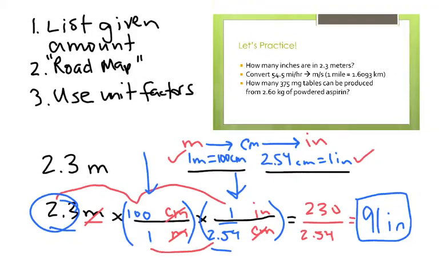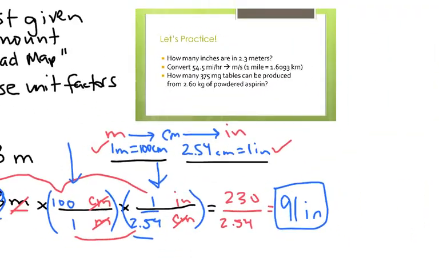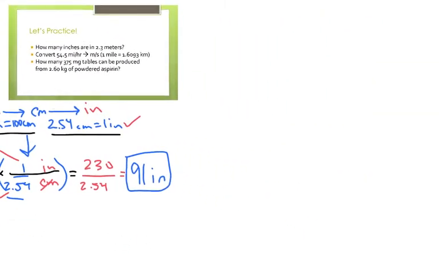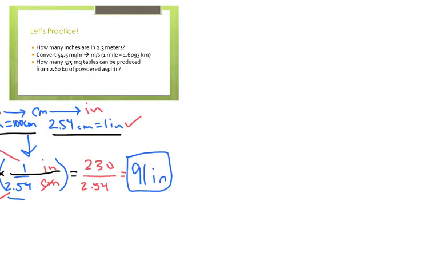All right, let's take a look at another example. All right, my second example here is convert 54.5 miles per hour to meters per second. So doing just what I did before, I'm going to start out writing what I'm given.